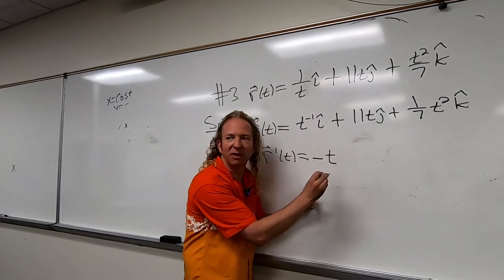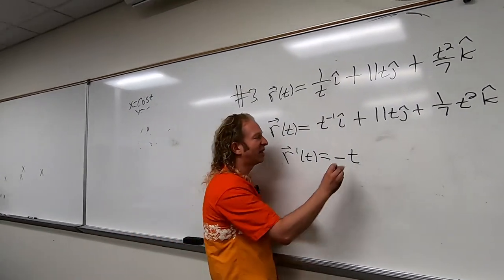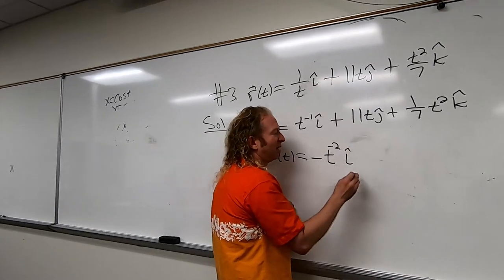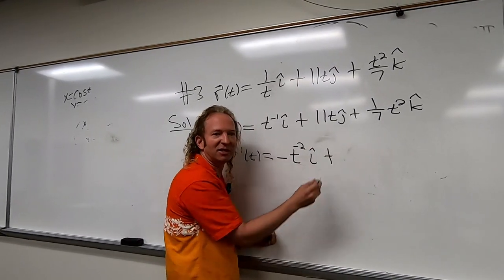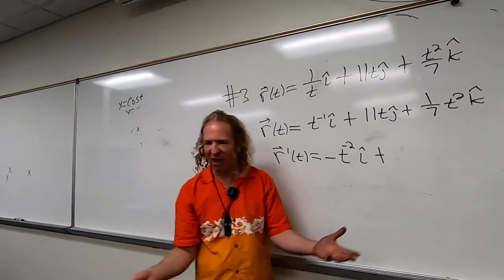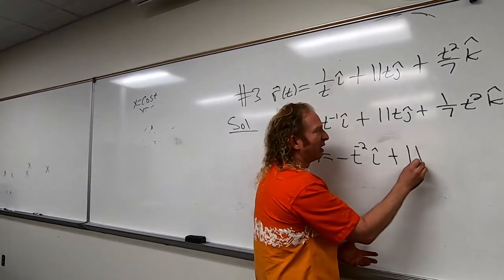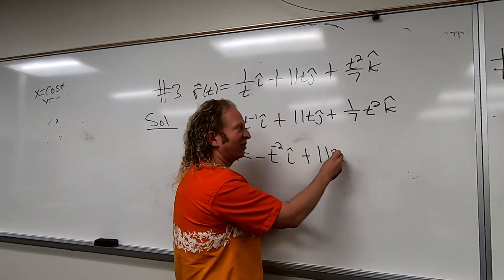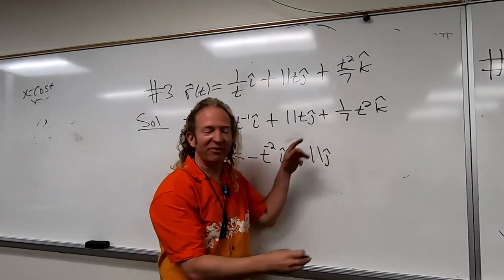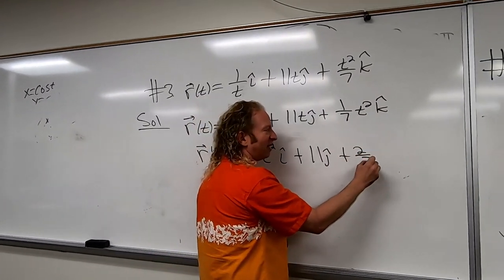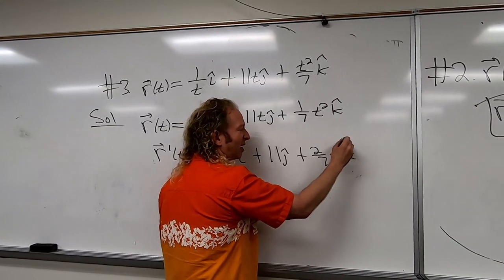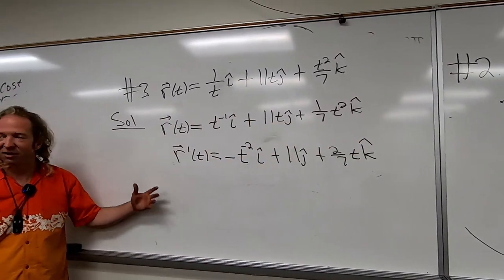And what would the exponent be? Negative 2. Yeah, negative 2 i hat plus 11t. Its derivative would be just 11. Yeah, 11 j hat. I zoned out. Plus 2/7 t k hat. That's it.